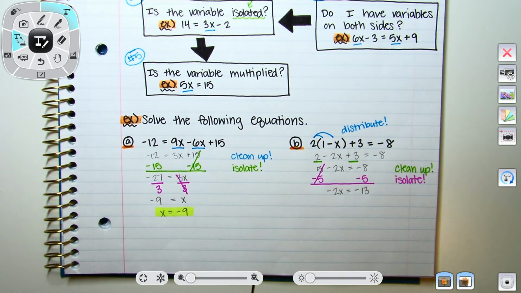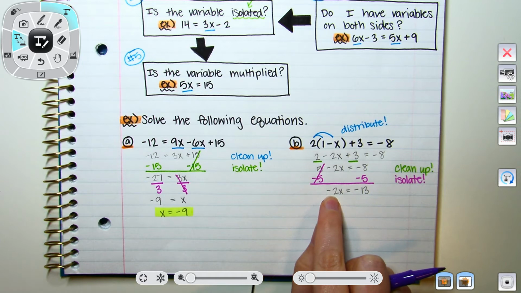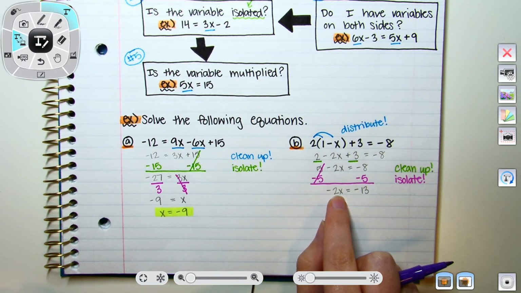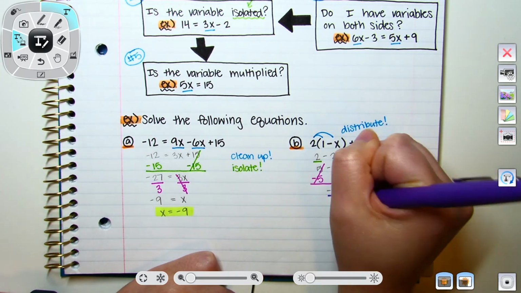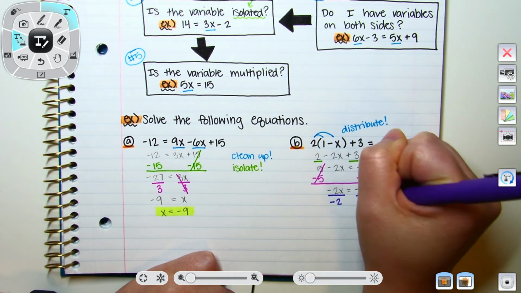All right, now my final step. I need to get this negative 2 away from that x. My x is almost by itself. I've almost solved for it. So this negative 2 is being multiplied by x. So in order to get rid of it, I need to do the inverse, which is dividing. So I'm going to divide both sides by negative 2.